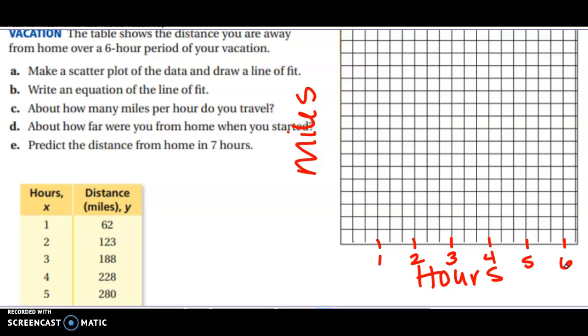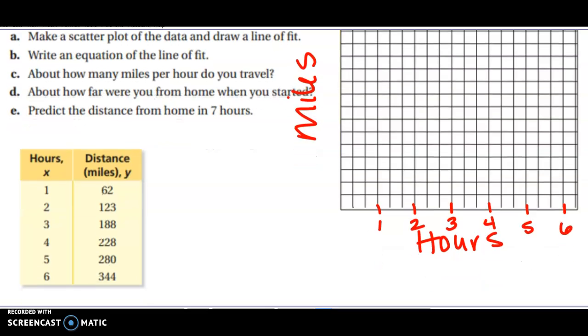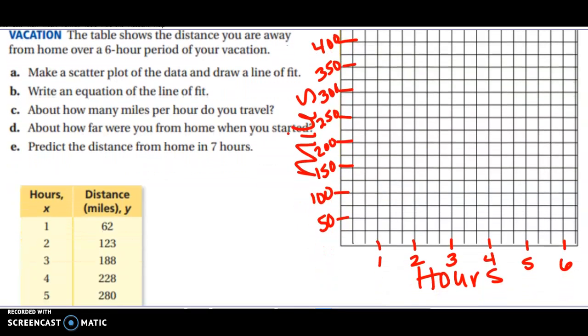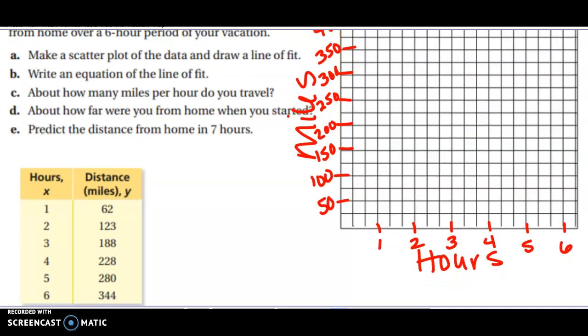Okay, so then the distance, we need to go all the way to 300, roughly 350. So I'm going to go up by 2s, and I'm going to do 50, 100, 150, 200, 250, 300, 350, 400. Okay, so then I have covered all of my bases. Now I need to start plotting my points. I'm going to go over 1 up 62.